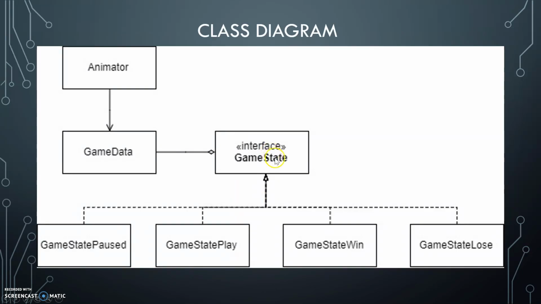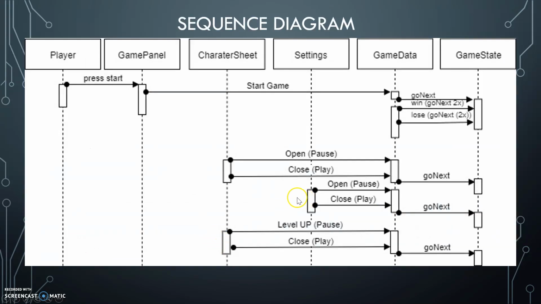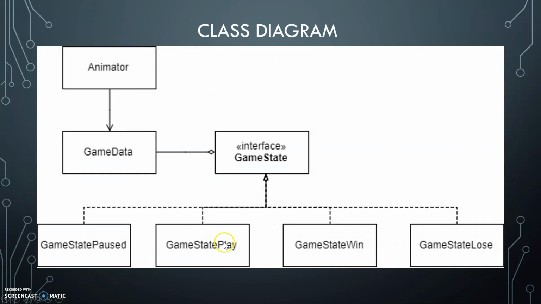Alright, and for my class diagram, we made a game state interface. We had the pause, play, the win, the lose, and the reason we put the animator in here is because the animator is able to check the states in the game data to verify what it should be doing, if it should be animating or not.